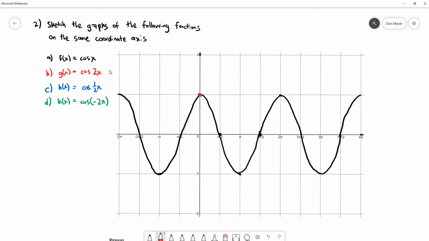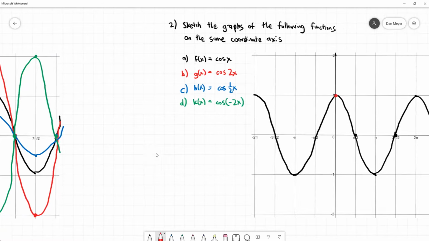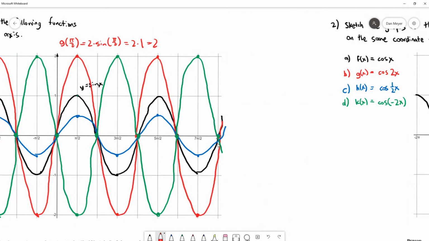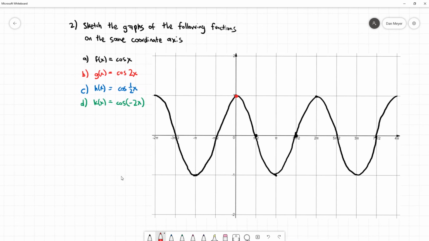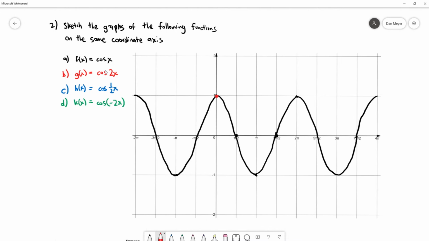If we go back to the previous example, the points on the x-axis were the ones that stayed put. Here it's the points on the y-axis that are staying put, and everything else is getting, in the case of cosine of 2x, compressed horizontally. Everything's getting closer, okay? So instead of taking pi over 2 to get back down to 1, now it takes pi over 4 to get back down to 1.